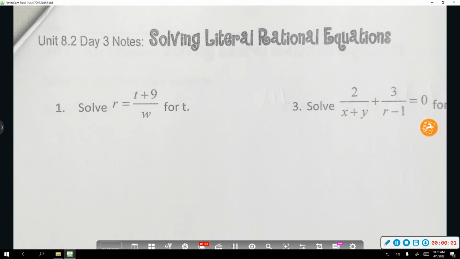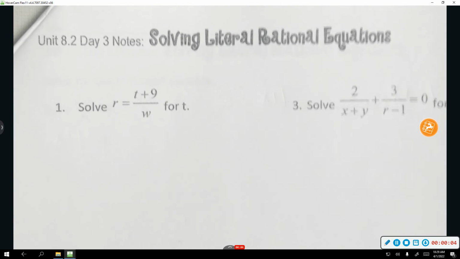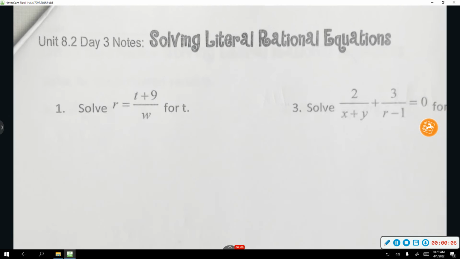Okay, it's working. Okay, Unit 8.2, Day 3. Okay, we're solving literal equations.